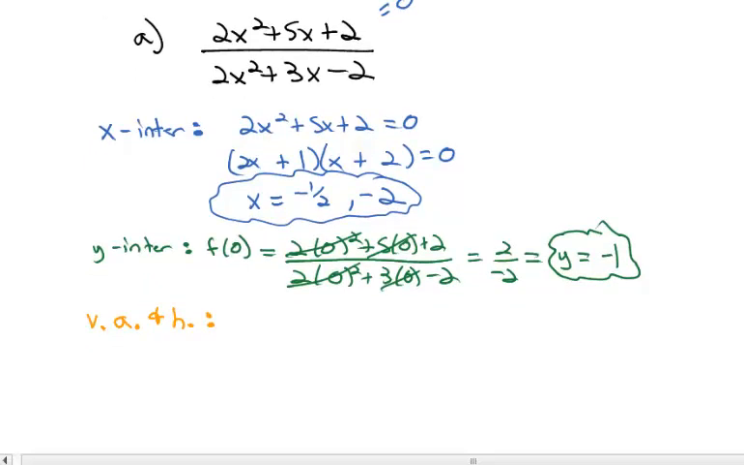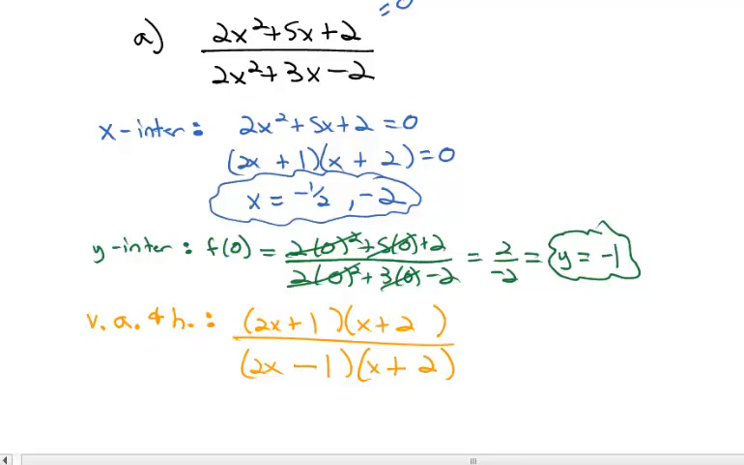To find vertical asymptotes and holes, we factor our expression. Now the numerator we already factored. It's 2x plus 1 and x plus 2. The denominator we're going to try and factor. So it's 2x times x. We've got a 2 and a 1. And it looks like we want a positive 2 and a negative 1.